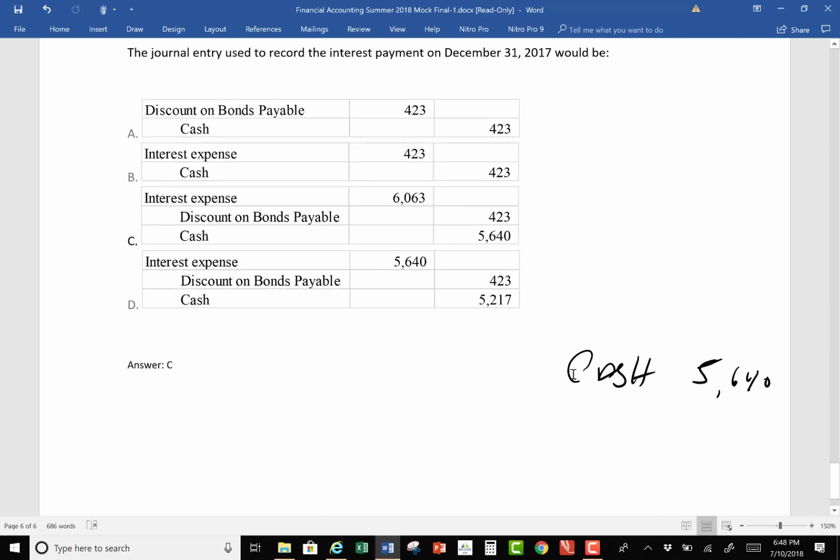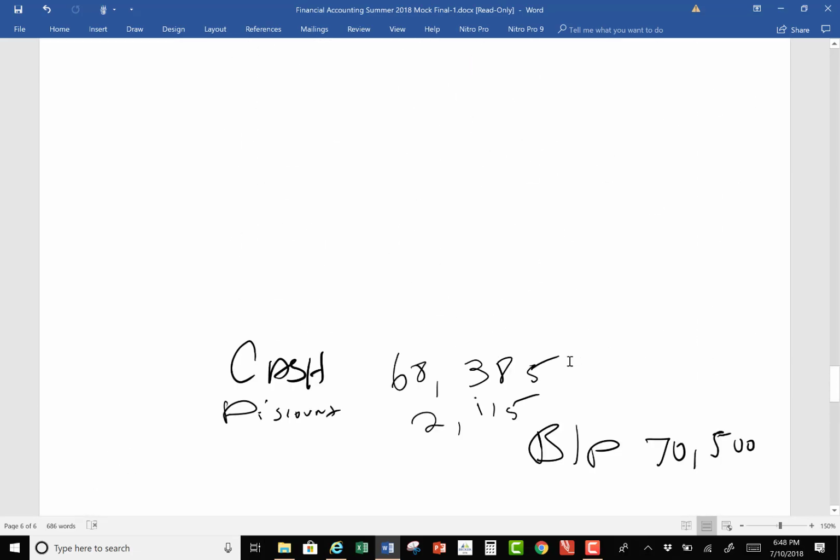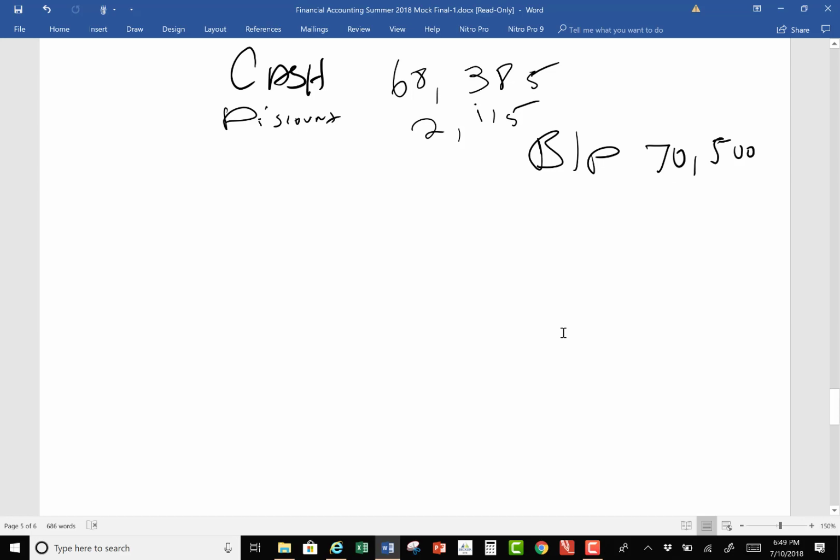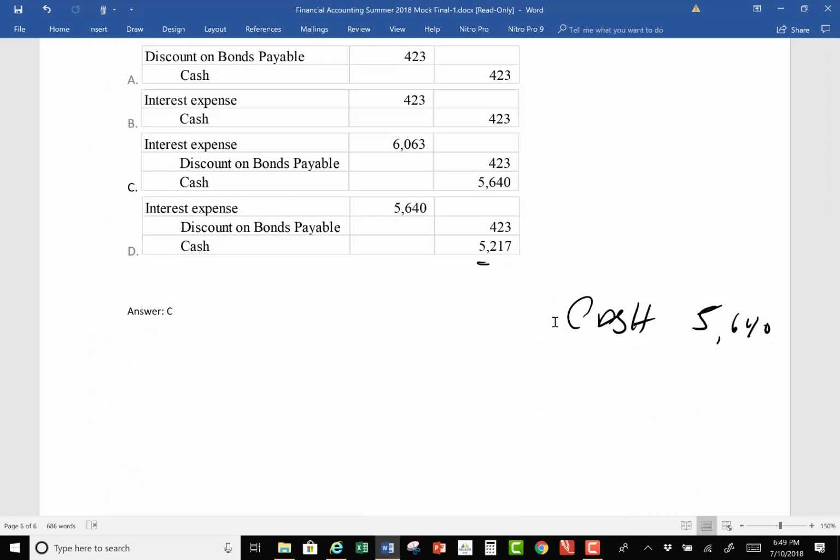Good. What's our interest expense? The interest expense was 6,063, wasn't it? Okay. So we have to debit the interest expense here, $6,063. Okay, what do you want to do with the discount? We're going to credit the discount because we're making it less, aren't we? For what was it, 423? That brings the discount down. Okay, so the answer here is what? C? Debit the interest expense, credit the discount, credit the cash?